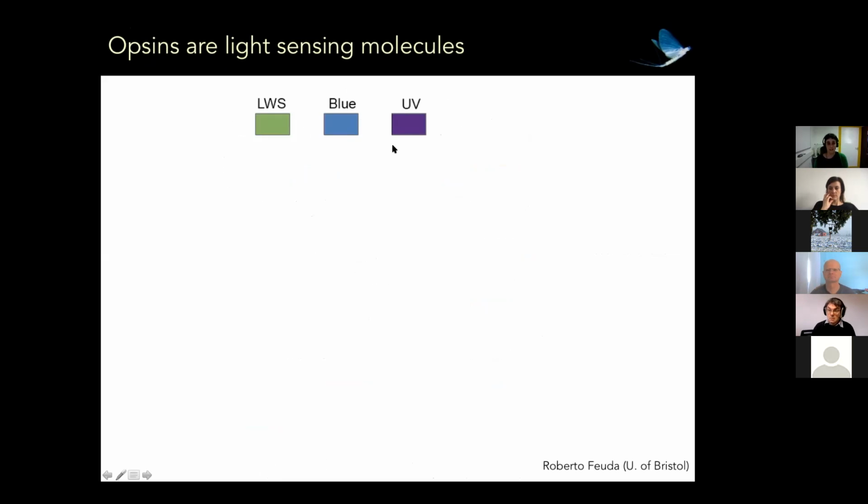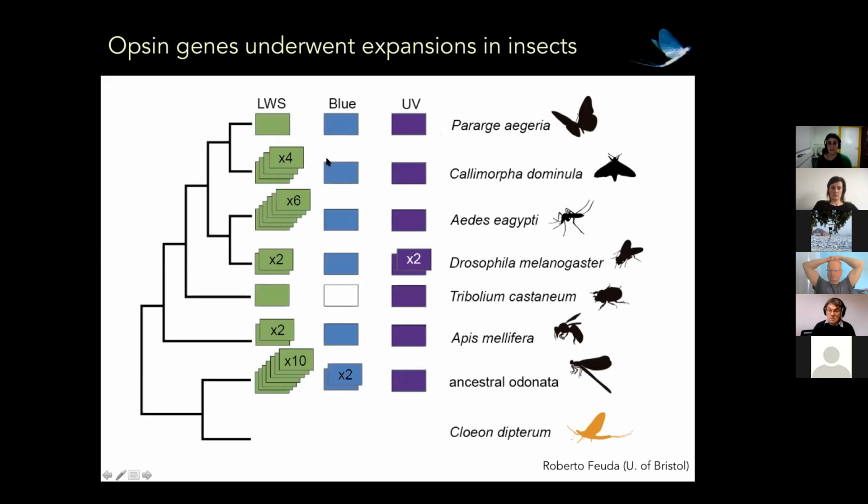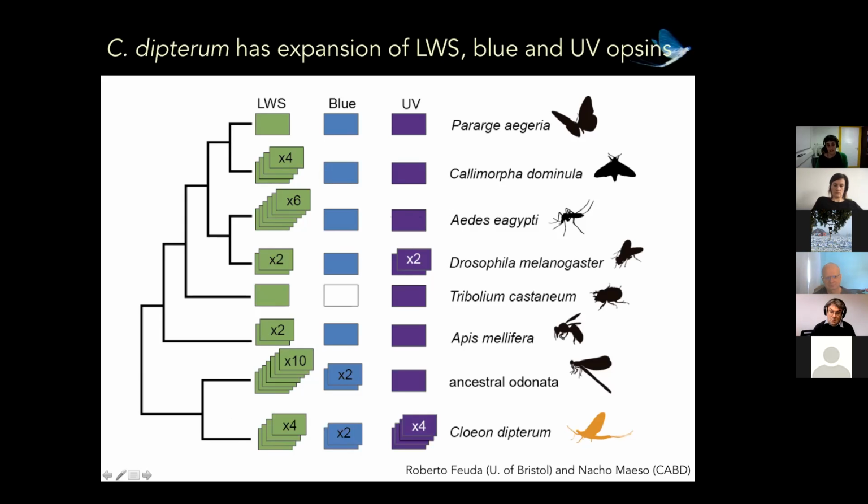opsin. And these opsins have undergone different expansions or reductions independently in different lineages. So for example, the long-wave sensitive opsins duplicated several times independently in different lineages. So what happens when we look at a Cloeon dipterum genome? What we observe is that it also has an expansion of the long-wave sensitive opsins.